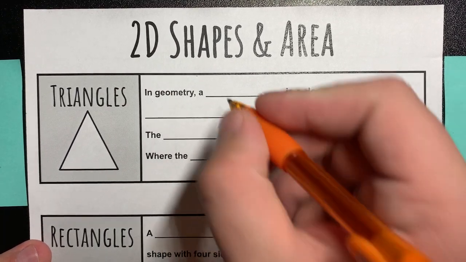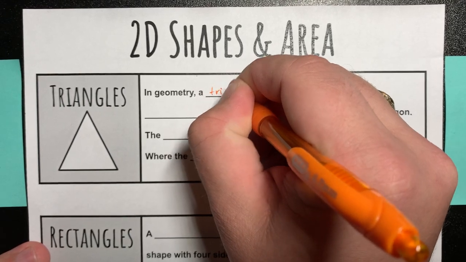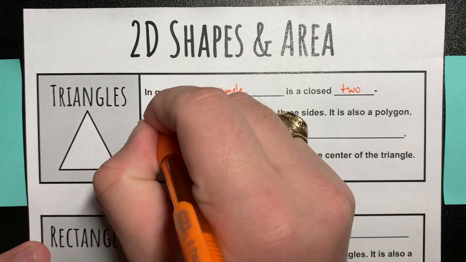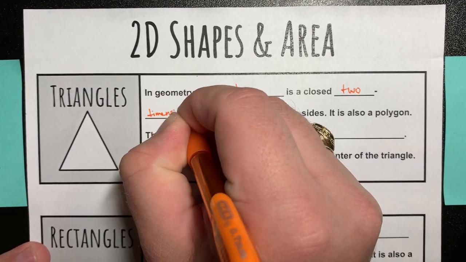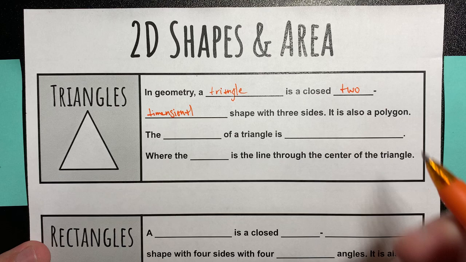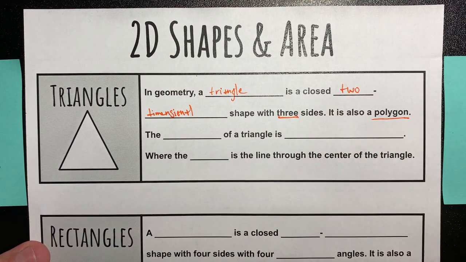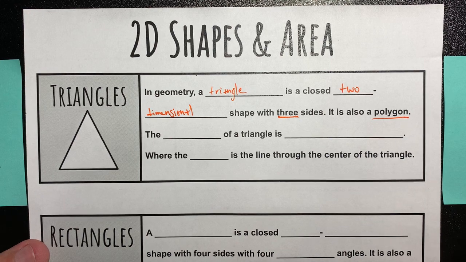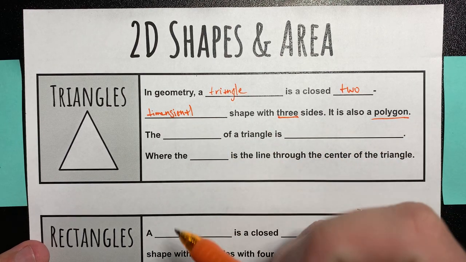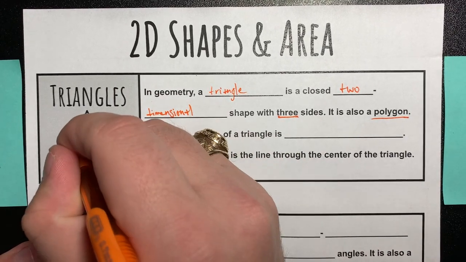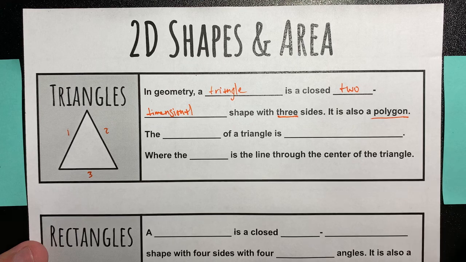In geometry, a triangle is a closed two-dimensional shape with three sides. It is also a polygon. Does anyone know what a polygon is? A polygon is a closed shape made up of only lines. So a triangle is the lowest number of side polygon we can make, all right, with 1, 2, 3 sides.